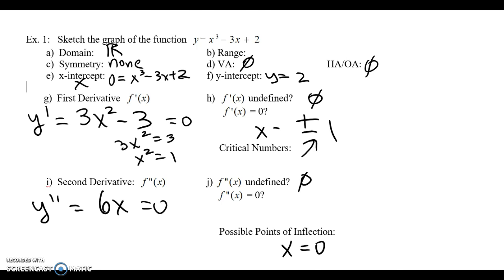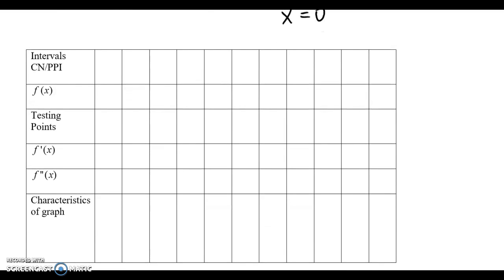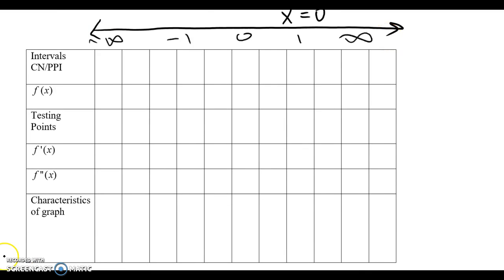Now let's move down to the table. We're going to draw our number line above the table. Place your critical numbers and your PPIs. So place all of them onto the number line. Next, when you fill in the intervals and your critical numbers and PPIs, you're going to list everything on this top row, not just your intervals.